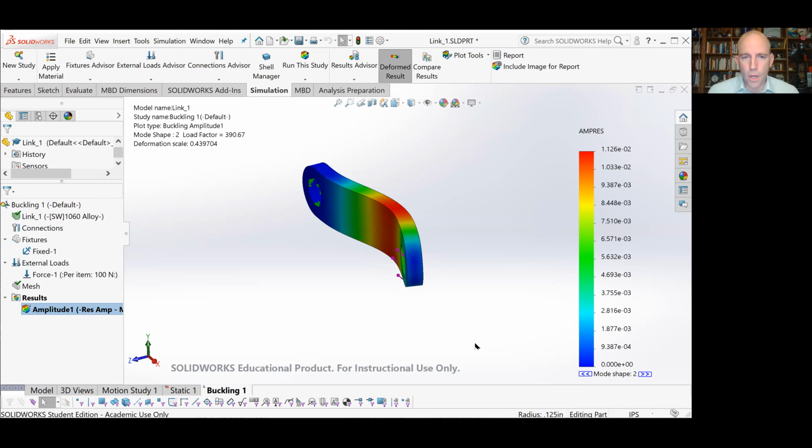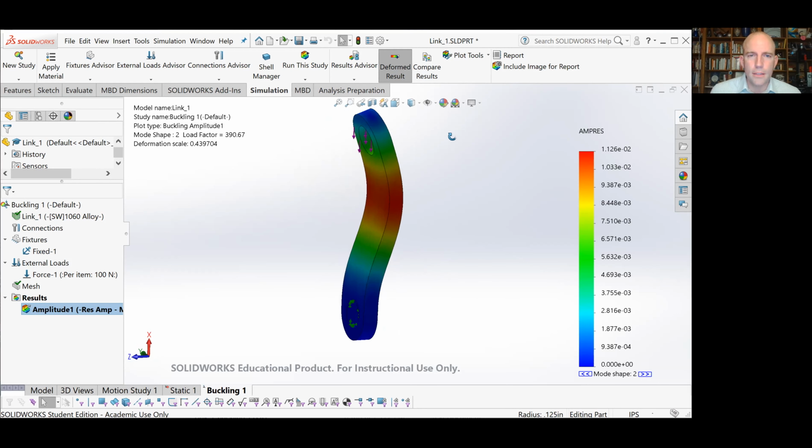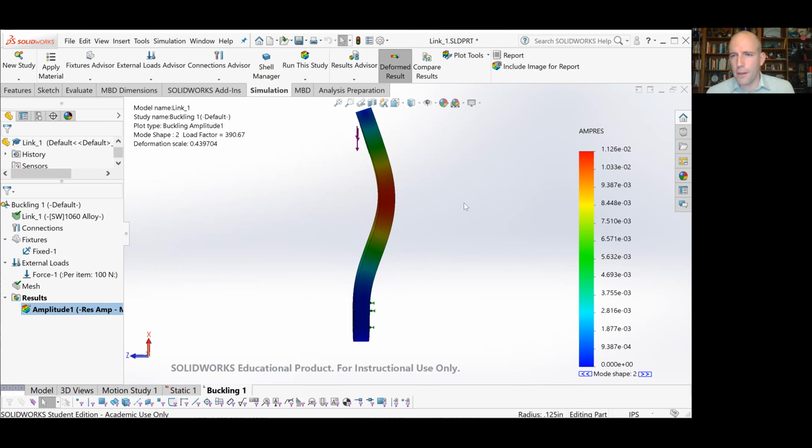Okay, here's another one. And this looks kind of like that 4th mode shape in our table, right, where it goes through 3/4 of a sinusoid. And that corresponds to a higher load factor. So this won't happen in the real system because before it buckles with this shape, it will buckle with the simpler quarter sinusoid shape, right?